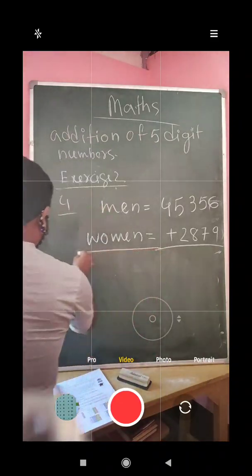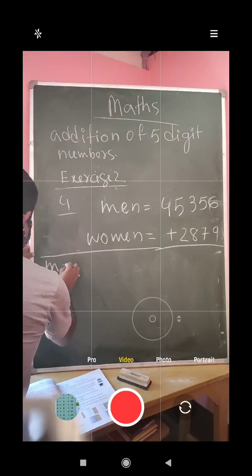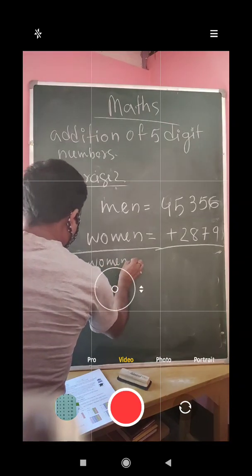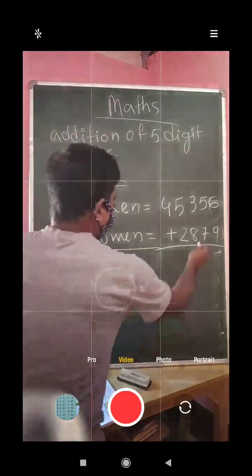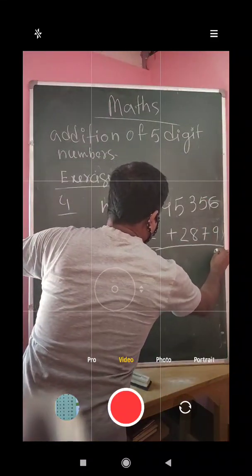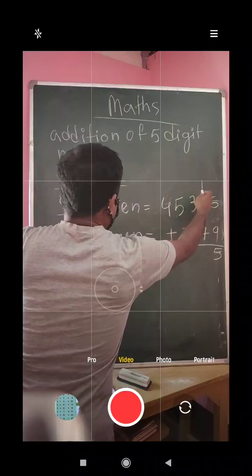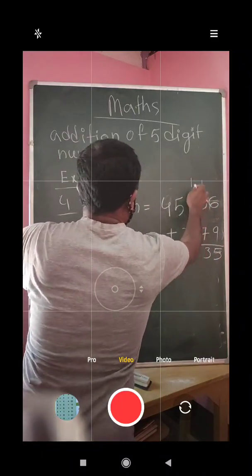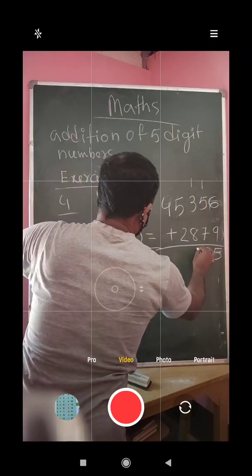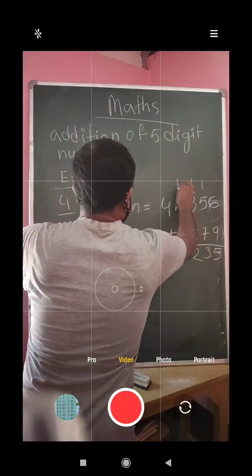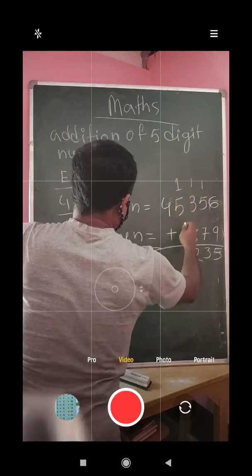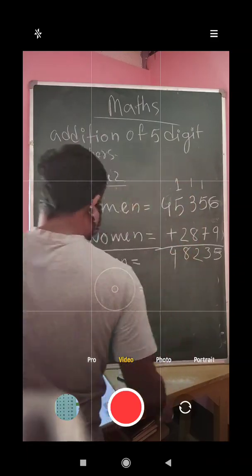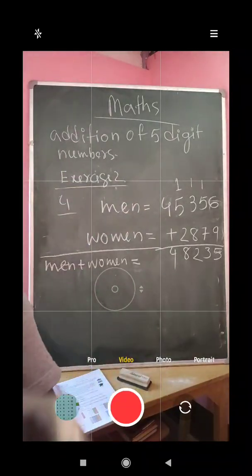So here we can write man plus woman equals 9 plus 6 is equals 15. 5. 1 is here. 5 plus 1 is equals 6. 6 plus 7 is equals 13. Again 1 here. 3 plus 1 is equals 4. 4 plus 8 is equals 12. Again 1 will come here. So 5 plus 1 equals 6. 6 plus 2 is equals 8 and nothing is there. So it will be 8. So 48,235.